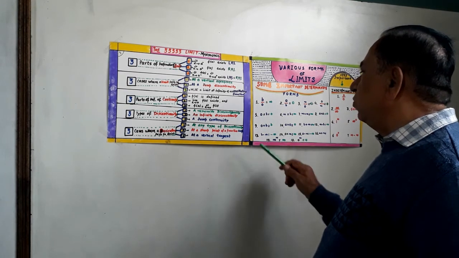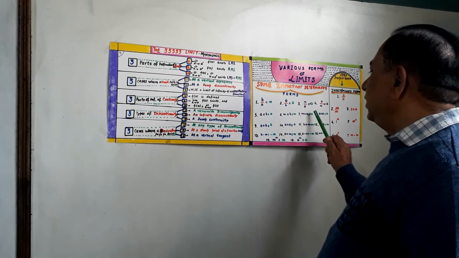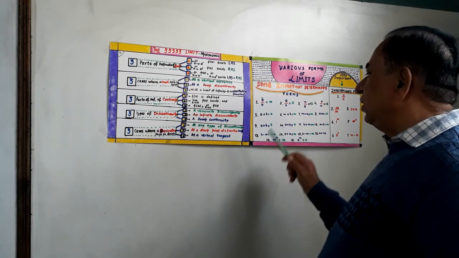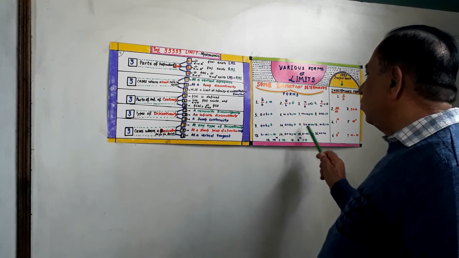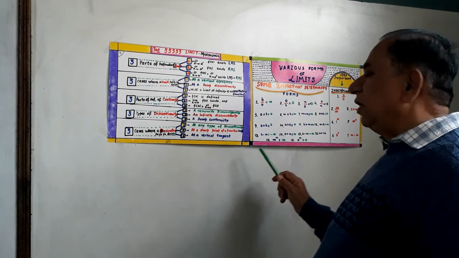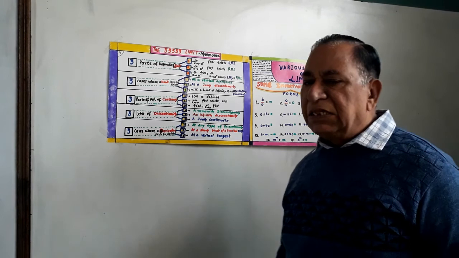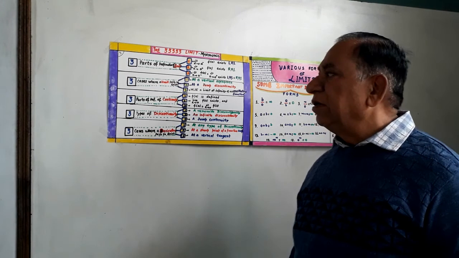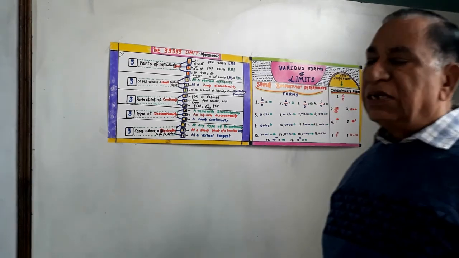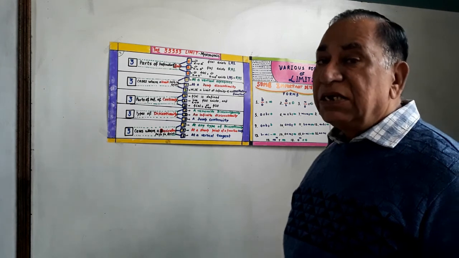0 into b is 0. Infinity into b is infinity. Infinity into infinity is infinity. 0 into 0 is 0. 0 plus b is b. 0 plus 0 is 0. b plus infinity is infinity. Infinity minus b is infinity. Now observing the pattern, whenever infinity is in the numerator, the result comes infinity. Whenever 0 is in the denominator, the answer comes infinity. However, whenever 0 is in the numerator, the answer is 0.